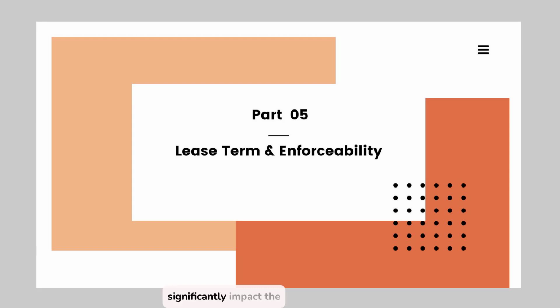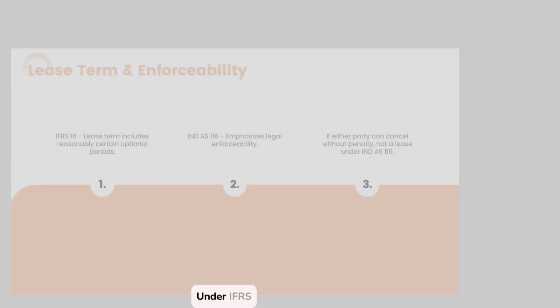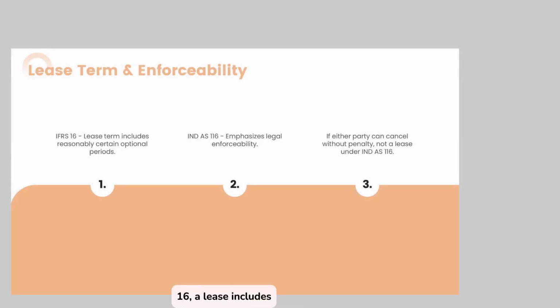Let's discuss the lease term and enforceability aspects under both standards. These elements significantly impact the calculation and recognition of lease liabilities. Under IFRS 16, a lease term includes all periods where extension is reasonably certain. But IND AS 116 places stricter legal emphasis. If either the lessee or lessor can terminate without a significant penalty, it may not qualify as a lease. This distinction impacts how Indian companies evaluate and record uncertain or flexible lease arrangements. This is a more conservative stance rooted in enforceability rather than business intent.